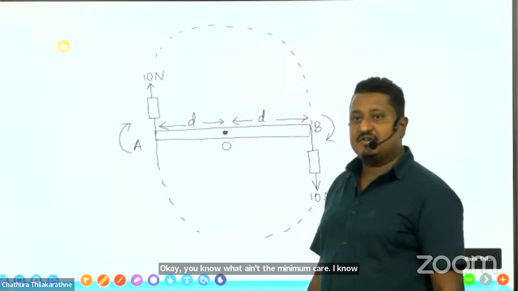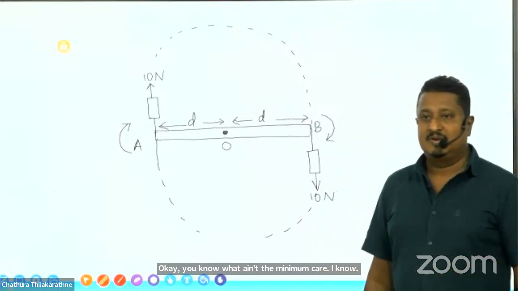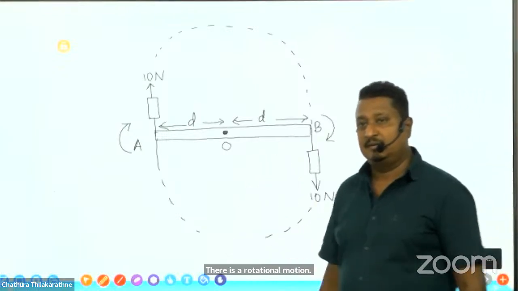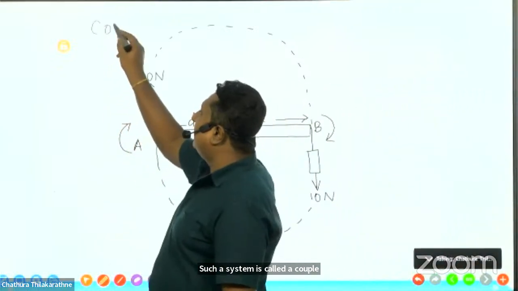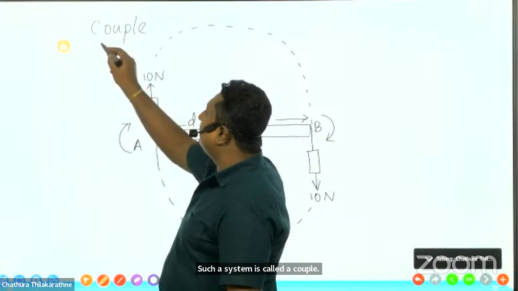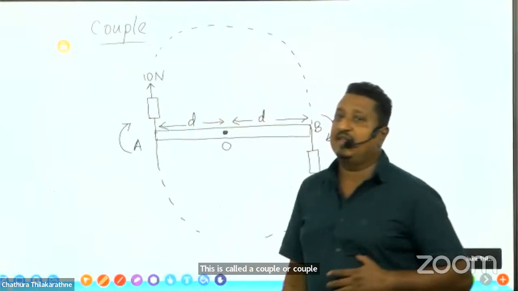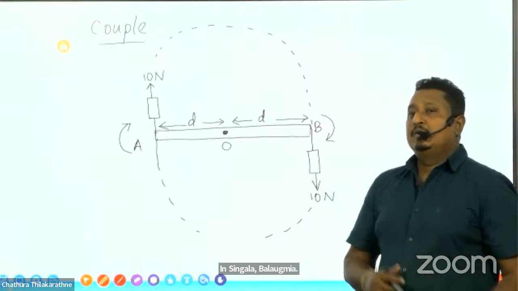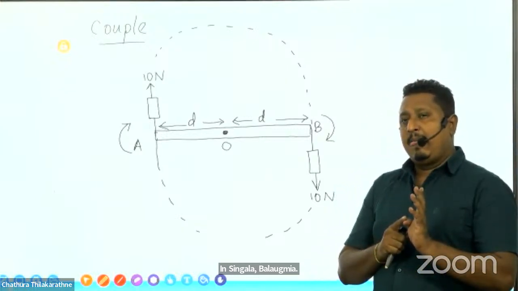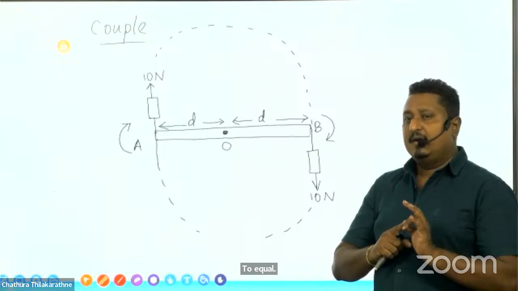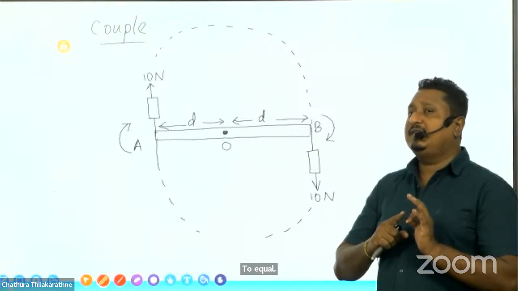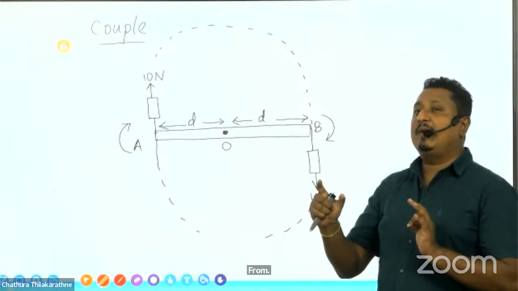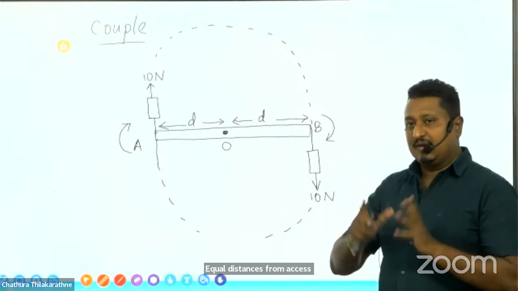There is a rotational motion. Such a system is called a couple, or a couple of forces. In Sinhala, bala yugmaya. So what is a couple? Two equal parallel forces acting opposite to each other, from equal distances from the axis of rotation.